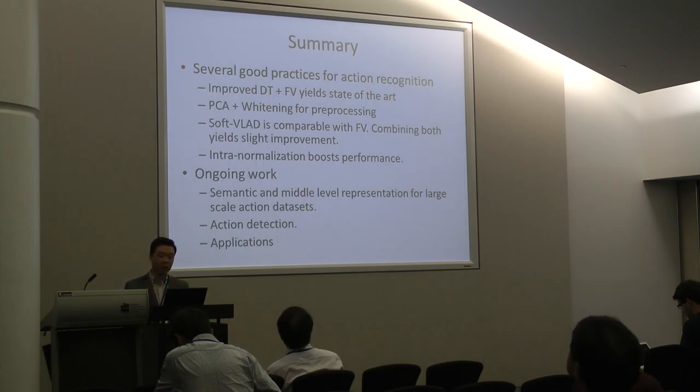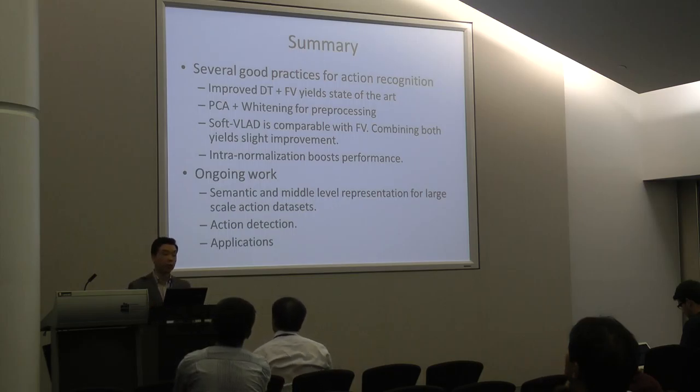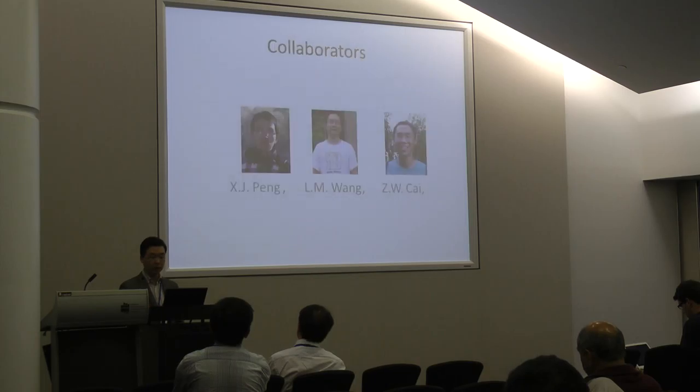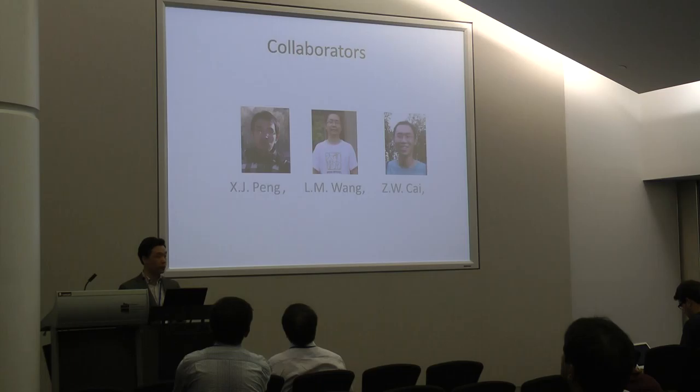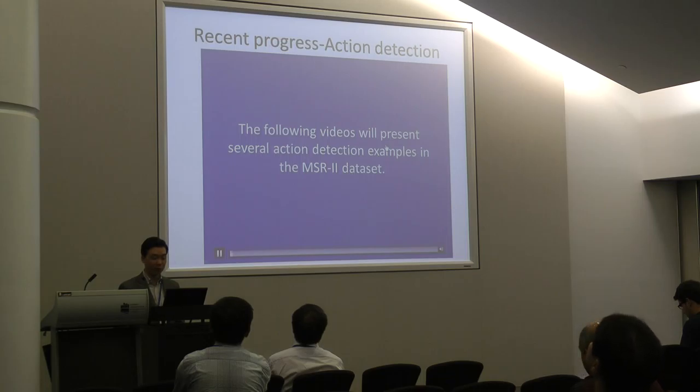And the second thing is we talk about some ongoing work. We try to develop some semantic interpretation. Actually, we want to use this for large scale datasets like UCF 101. Also, I think action detection might be a promising problem for this kind of application. This work is done with our students here. Also, we have some detection results to show you.